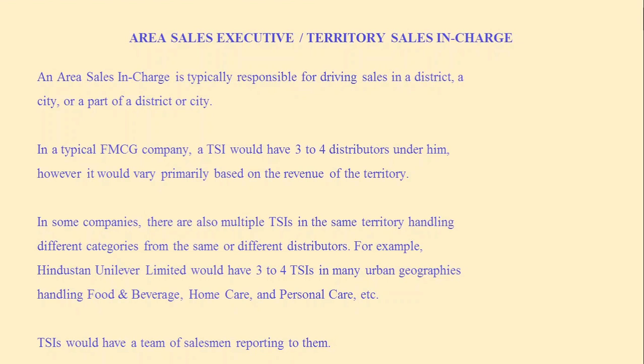For example, Hindustan Unilever के पास में 3 से 4 TSI हैं in the same geography handling food and beverages, home care, personal care, etc. Right? Why? Because the category is big, the territory is big. So different TSIs have different kinds of salespeople, like distributor salespersons reporting into him. तो एरिया सेल्स एग्जीक्यूटिव और टेरिटरी सेल्स इंचार्ज की एक रिस्पॉन्सिबिलिटी है कि वो डिस्ट्रीब्यूटर भी मैनेज करेगा, वो अपने नीचे सेल्स पर्सन को हैंडल करेगा, उसको मोटिवेट करेगा, और जो एएसएम का टारगेट है, the target which is given to the ASM is broken down further and is given to the area sales executive और the territory sales in charge.